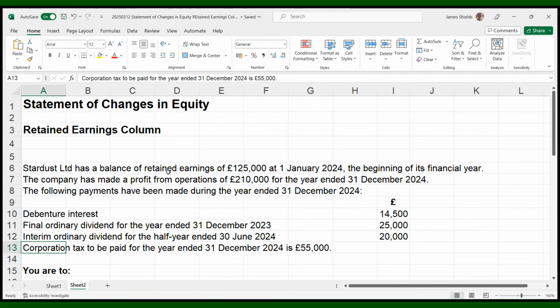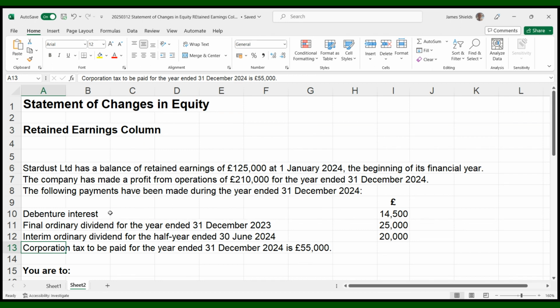It's got a balance of retained earnings of £125,000 at the 1st of January 2024, which is the beginning of its financial year. The company has made a profit from operations of £210,000 for the year ended the 31st December 2024, and the following payments have been made again during the year ended the 31st December 2024.